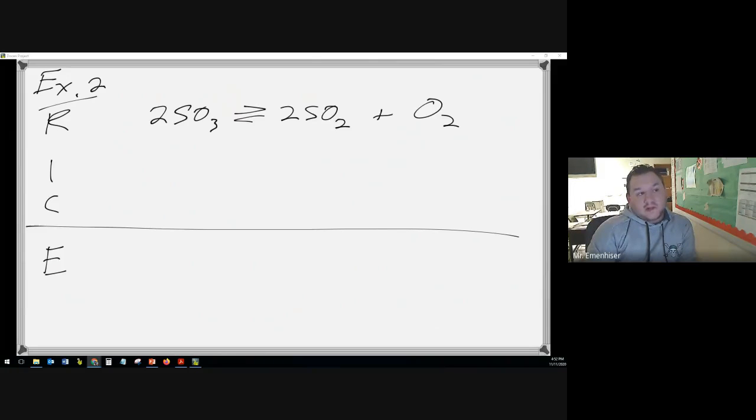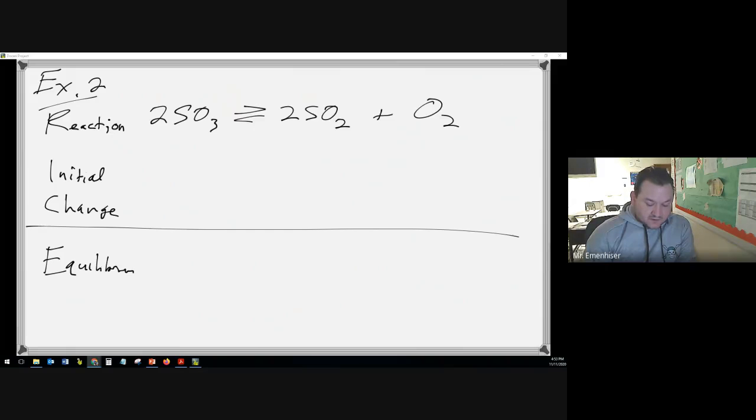Okay, R for reaction. You write the balanced equation with the coefficients correctly there. You write initial conditions, initial pressures, initial concentrations. C is for change, it's not for concentration, it's change. That's the change in the concentration. And then E is for equilibrium.